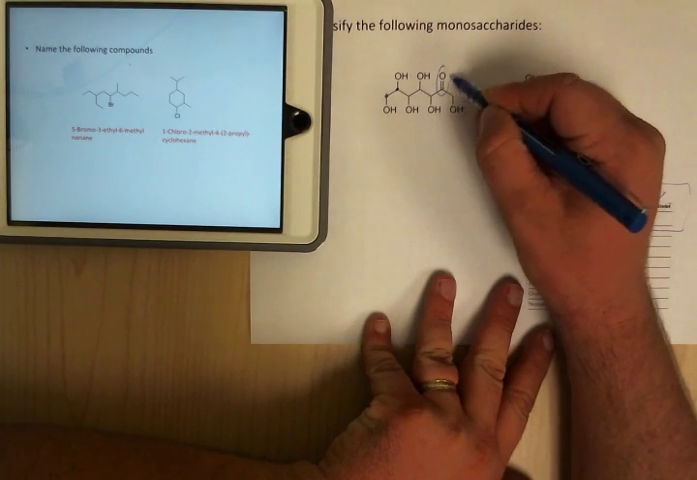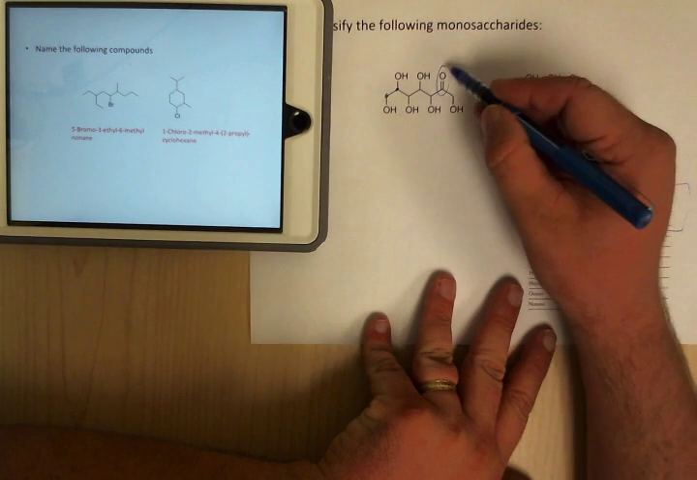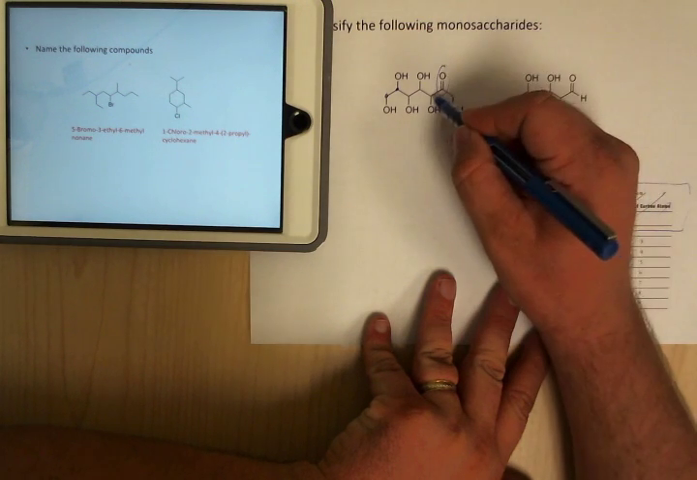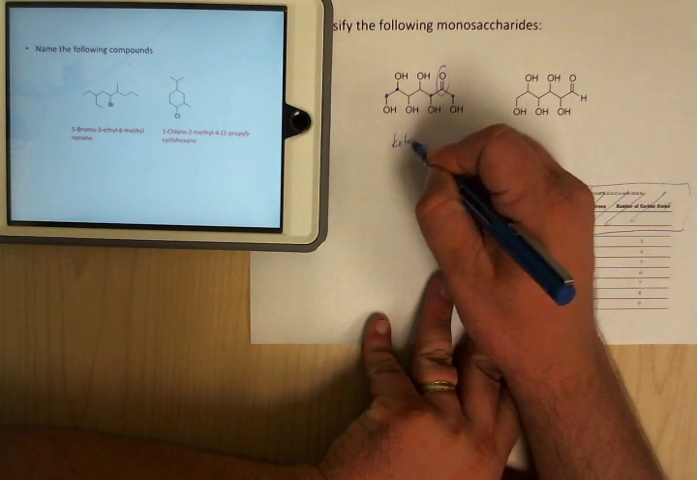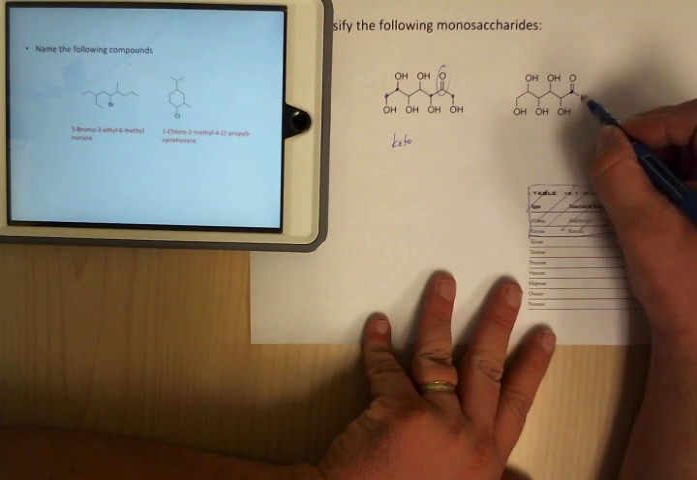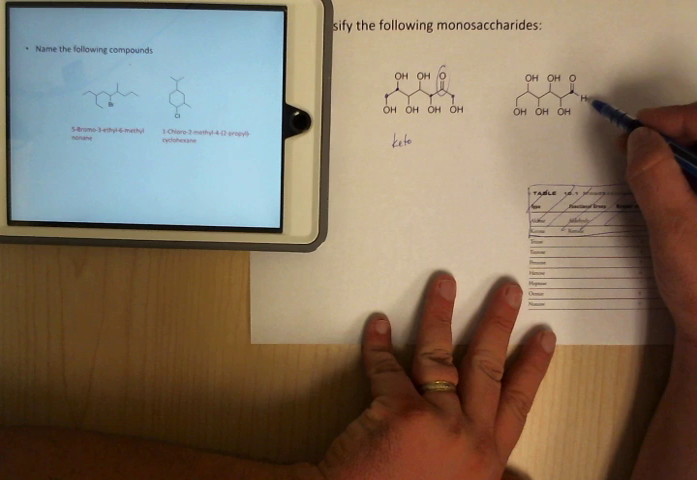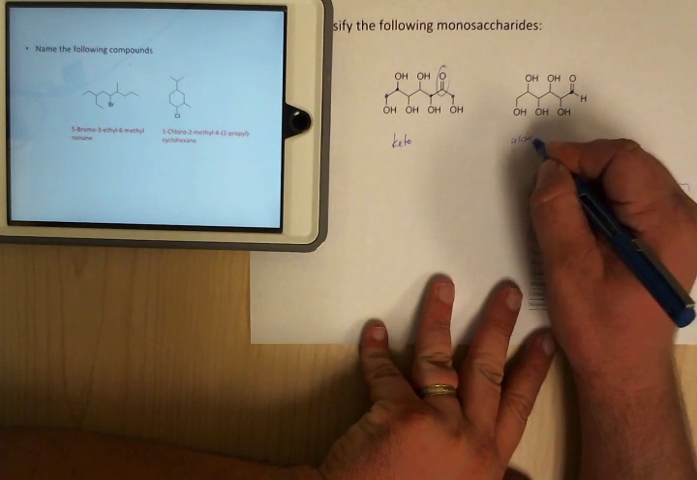So we need to say, is it a ketone or an aldehyde, right? So ketone, right? Because there's carbons on the other side, so that makes it a keto. This one here, it's an aldehyde, right? Because you see there's a hydrogen on here, so this would be an aldo, because it's an aldehyde.